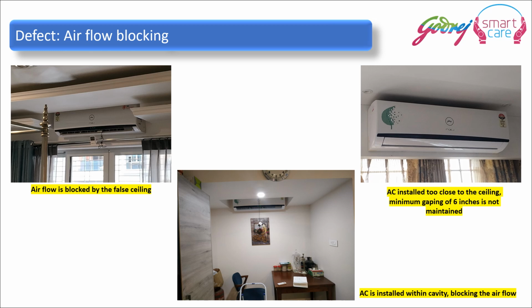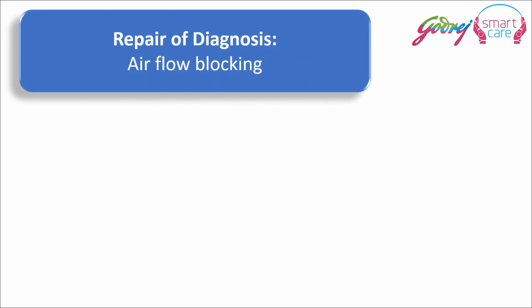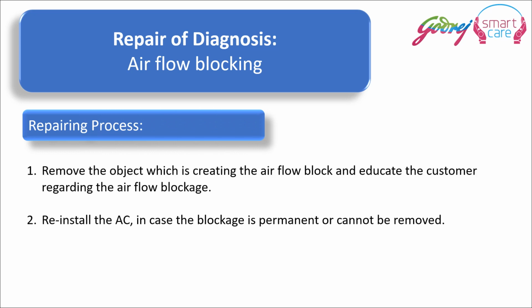We have to check if the airflow is blocked by the false ceiling, or if the AC is installed within a cavity, blocking the airflow. The AC may be installed too close to the ceiling, and the minimum gap of 6 inches is not maintained. In that case, we have to remove the objects which are creating the airflow block and educate the customer regarding the airflow blockage. Reinstall the AC in case the blockage is permanent or cannot be removed.